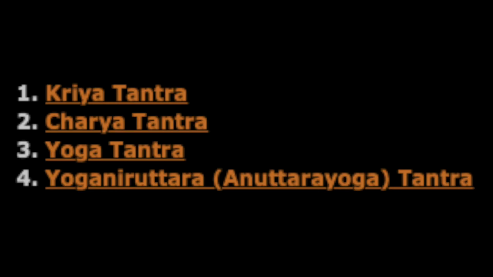Now, by tantra, we're really talking about a genre of Buddhist literature that deals with techniques for reaching enlightenment, which is different than the sutra tradition, which teaches different techniques. So, there are different ways of classifying the Tantra literature and then the deities which are contained within that body of literature. So, we have jargon words again. We have Kriya, Charya, Yoga, and Yoganiruttara, which is also called Anuttarayoga. So we have these four classifications.